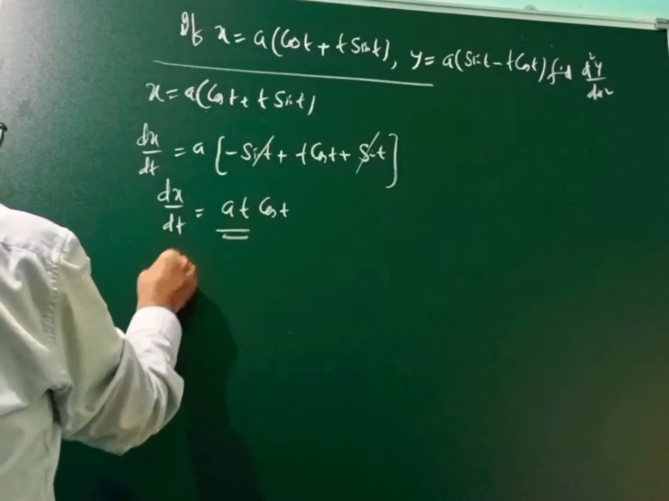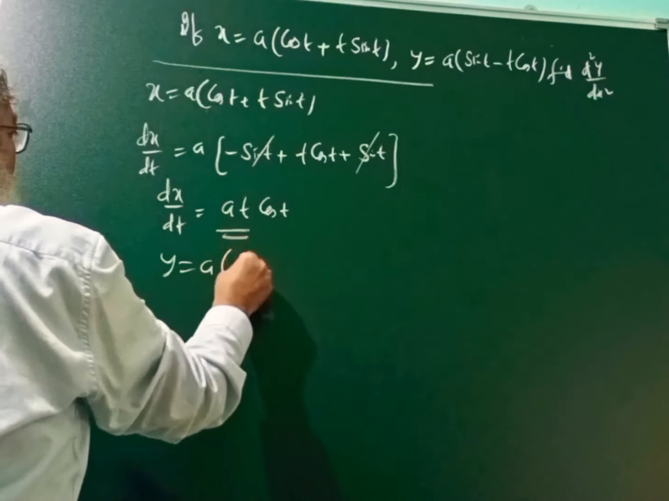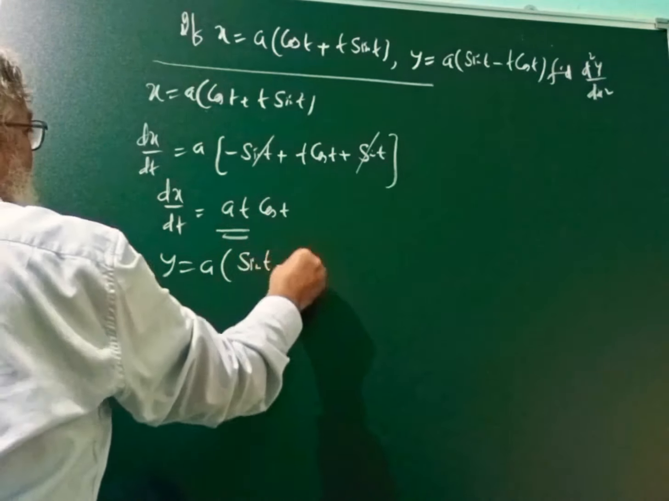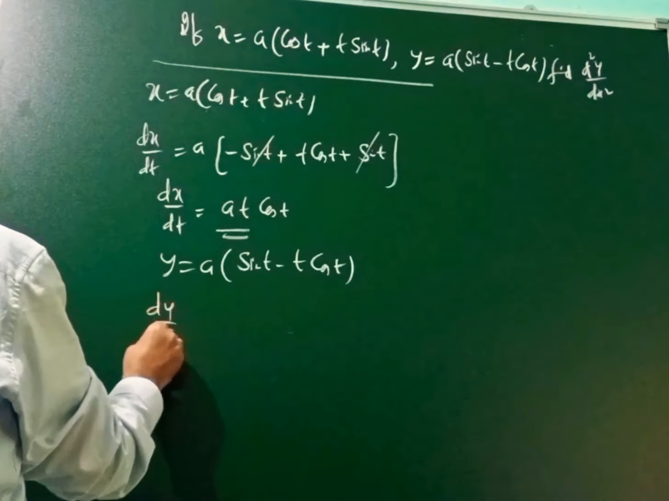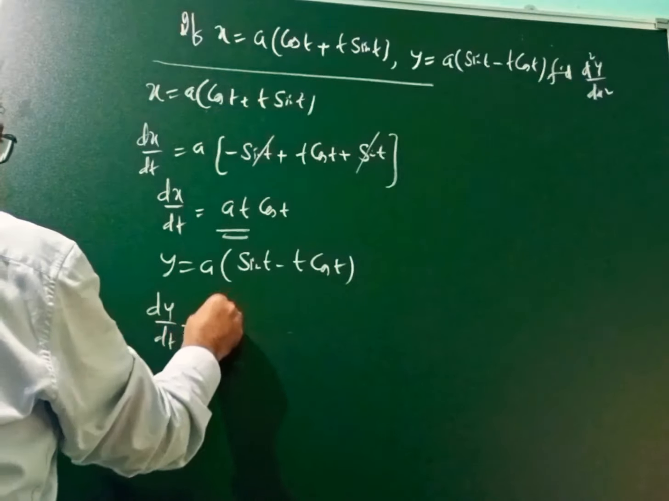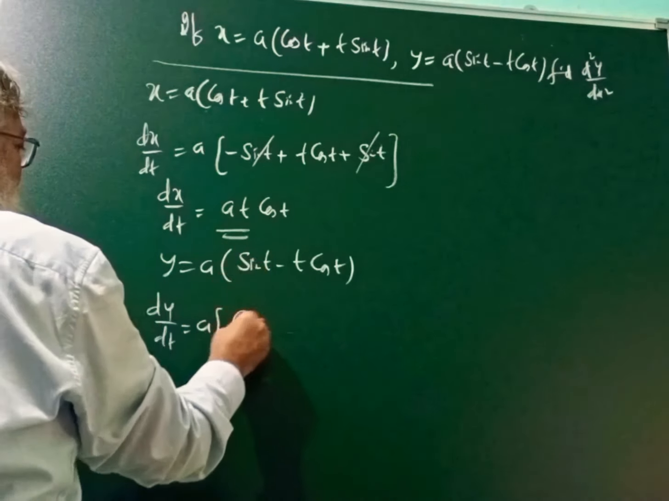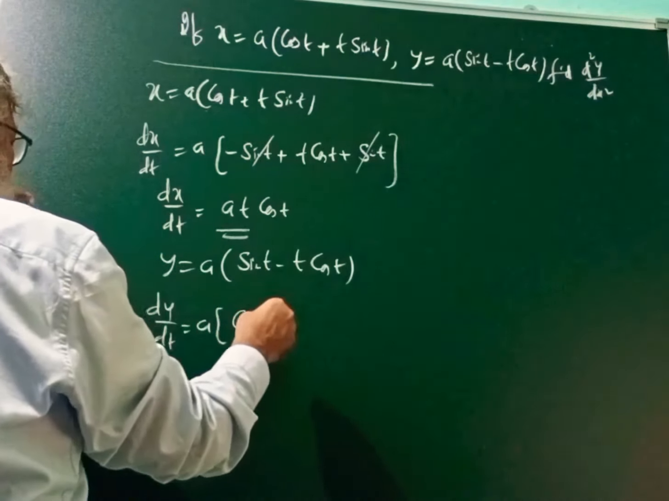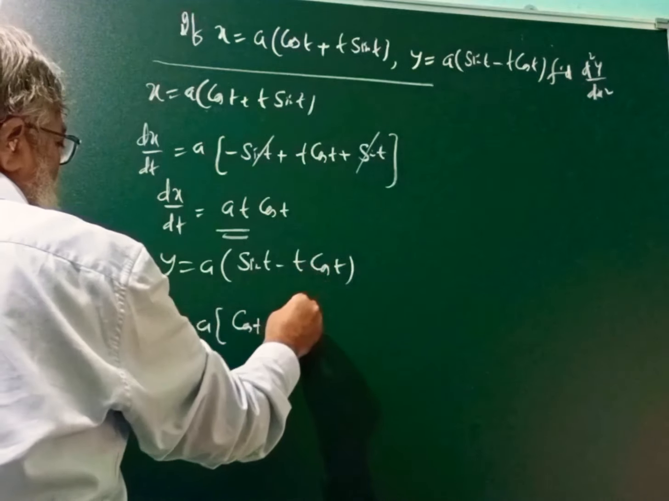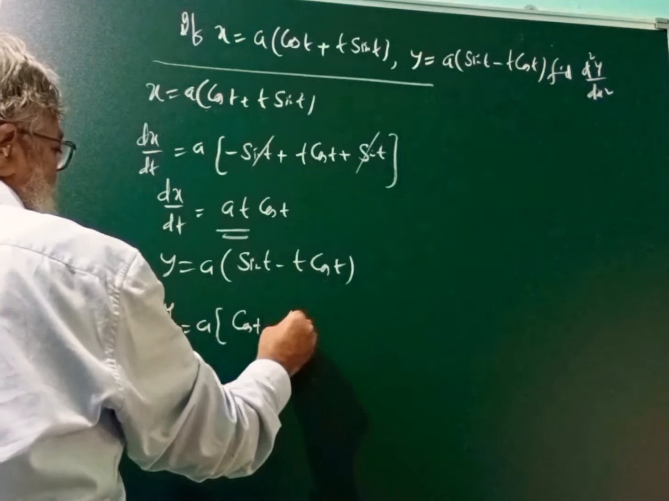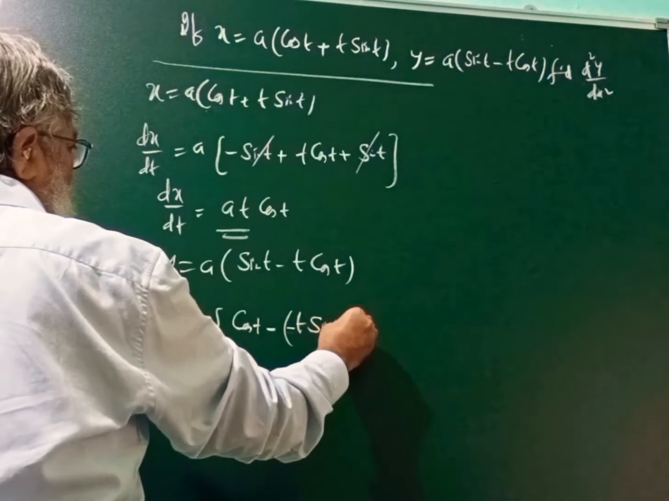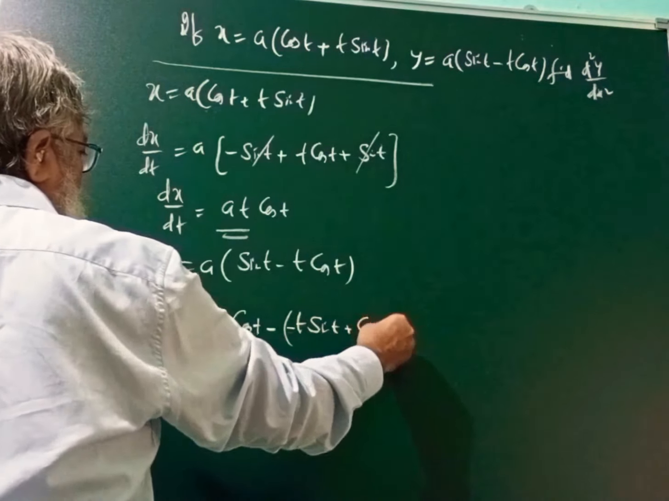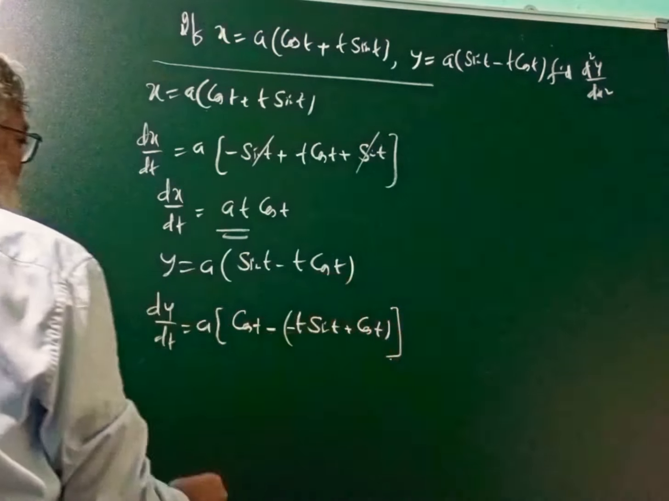Let us take y. y is equal to a into sin t minus t cos t. dy by dt: a into differentiation of sin t, that is cos t, minus. Here we should apply product rule. First function as it is, differentiation of cos t is minus sin t, plus cos t as it is, differentiation of t with respect to t is 1.